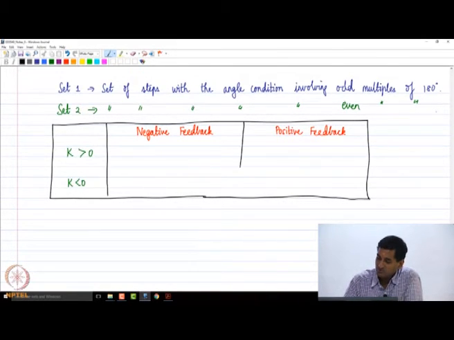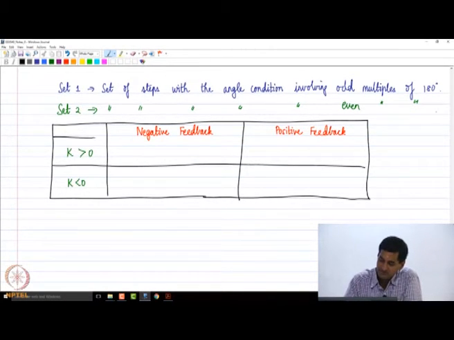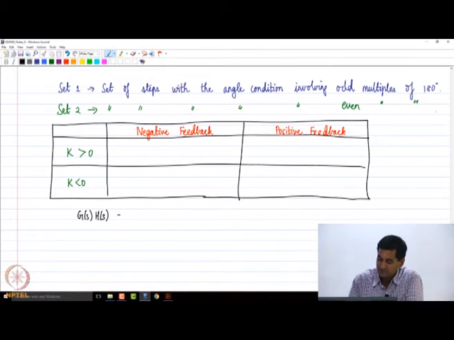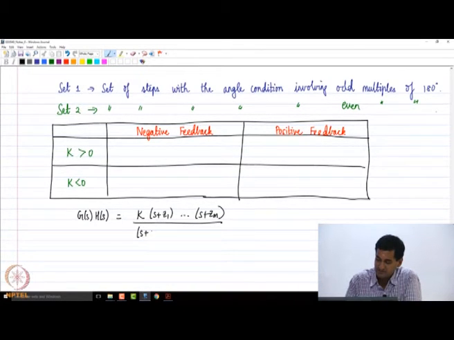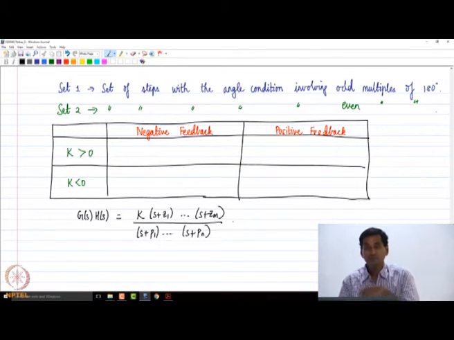So, what would be used for the case when we have negative feedback and positive k? Of course, please remember what k is. We should be in a position to write the open loop transfer function as k times (s plus z1) all the way till (s plus zm) divided by (s plus p1) all the way till (s plus pn), right. We should be able to express the open loop transfer function in this structure. Only then can we do all these steps, okay.